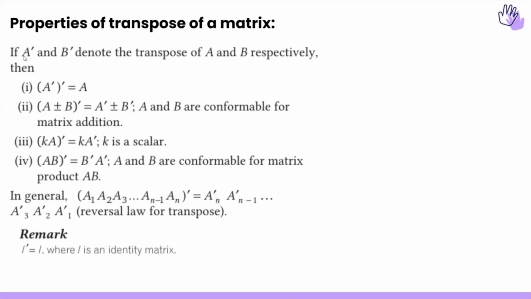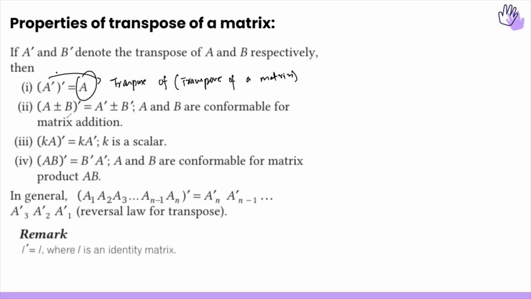Let A bar be the transpose of A, B bar be the transpose of B. Then A bar of bar is equal to A. That is, the transpose of the transpose of a matrix. So you take a matrix, take the transpose of it, and once again take the transpose of it, you'll get the original matrix A.